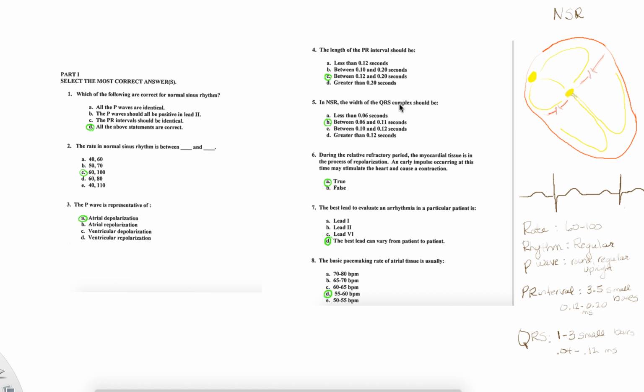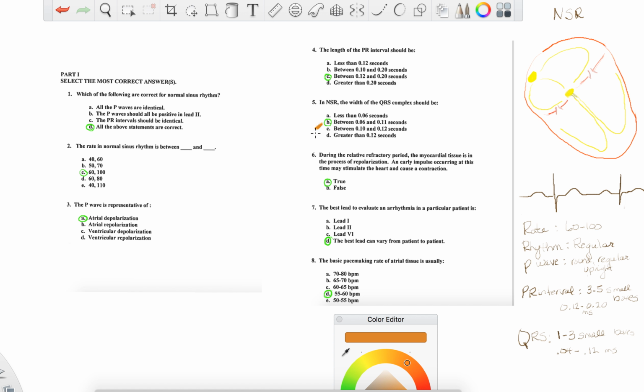Now, the width of the QRS, out of these choices, this is going to be the most correct, B, correct? Depending on which books you look at, we talked about this before, your book cites 0.11 seconds as being the outermost limit of the width of a QRS, and other books will point out 0.12. And even though this doesn't have 0.04, which a lot of books will cite, clearly this is going to denote somewhere between 1 and 3 boxes, okay?